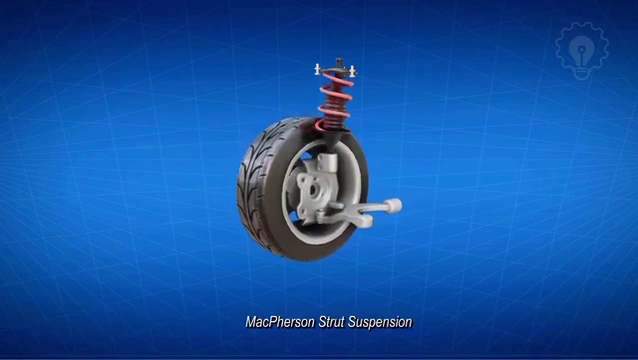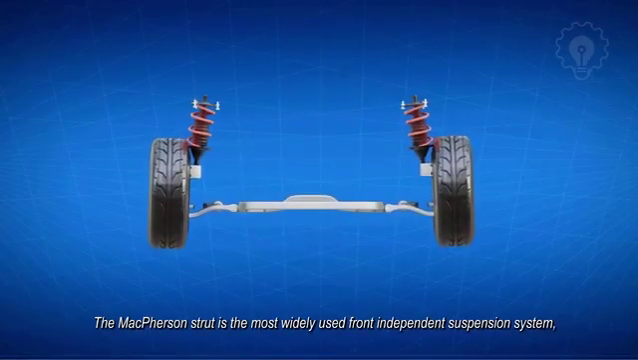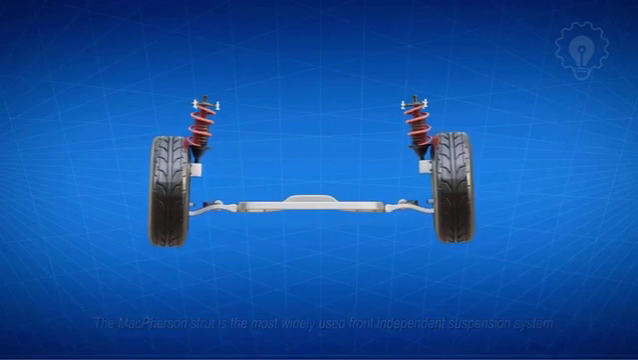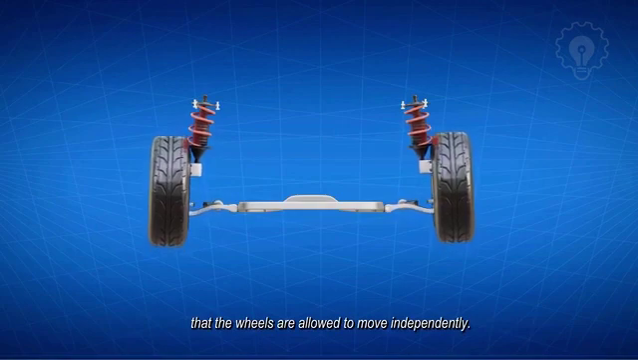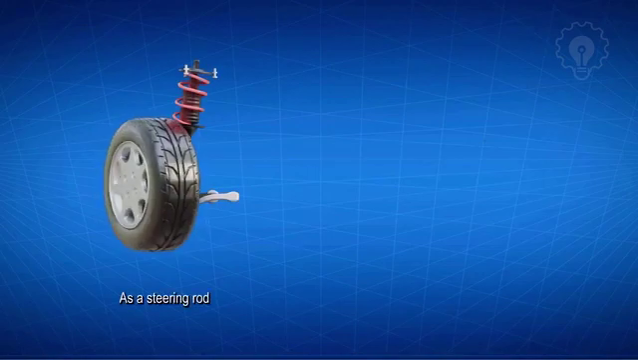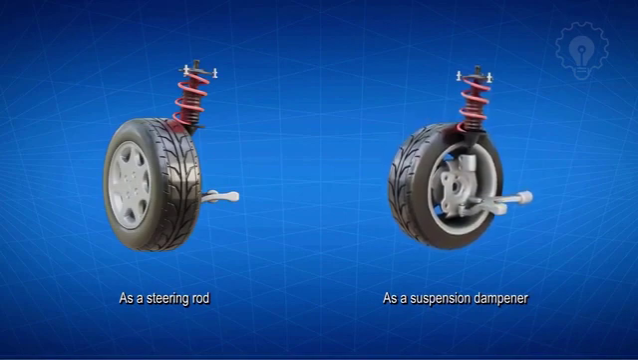McPherson strut suspension. The McPherson strut is the most widely used front independent suspension system, in which the wheels are allowed to move independently. A McPherson strut suspension combines two major functions: as a steering rod, and as a suspension dampener.